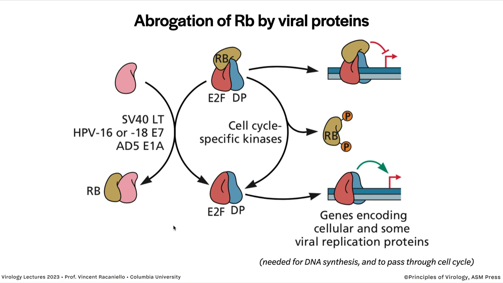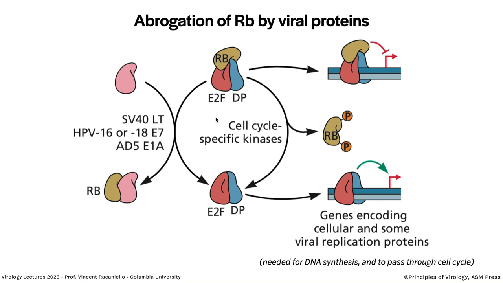Viruses do a similar thing. They bump RB off of this E2F-DP complex by virtue of these early viral proteins like SV40 large T, adenovirus E1A, and the E7 protein of papillomaviruses. So they're shown in pink here. Those proteins bind RB, they knock it off E2F and DP, and these promoters can now become active.